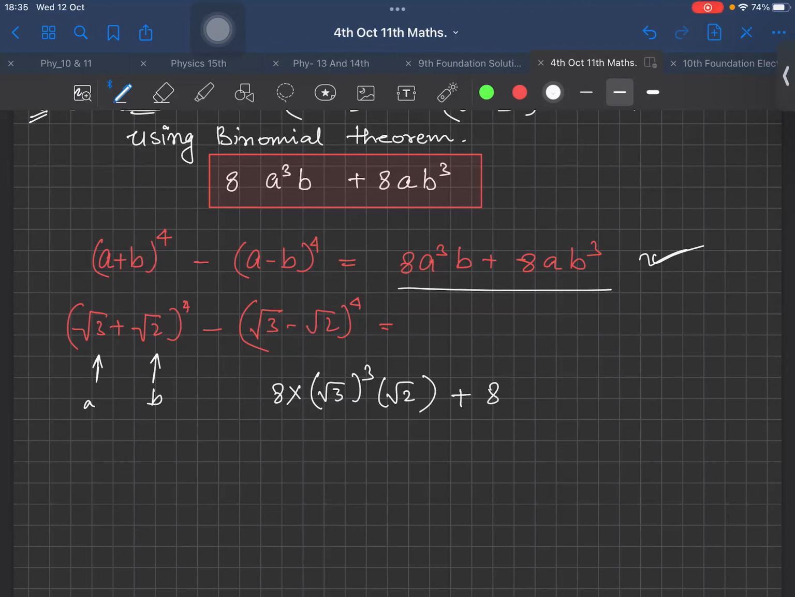Jeffrey, how much you got? 40 root 2, sir. How did you calculate it? Tell me the steps.